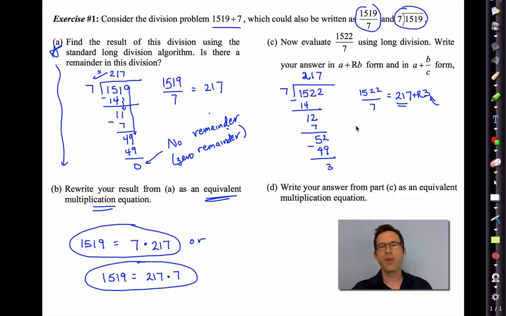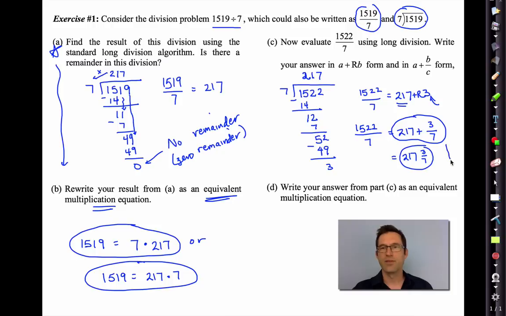But it's actually very, very important that you understand that 1522 divided by 7 is 217 plus another 3/7, right? Or if you want to write it in mixed numbers, 217 and 3/7. All right? I like this form the best.